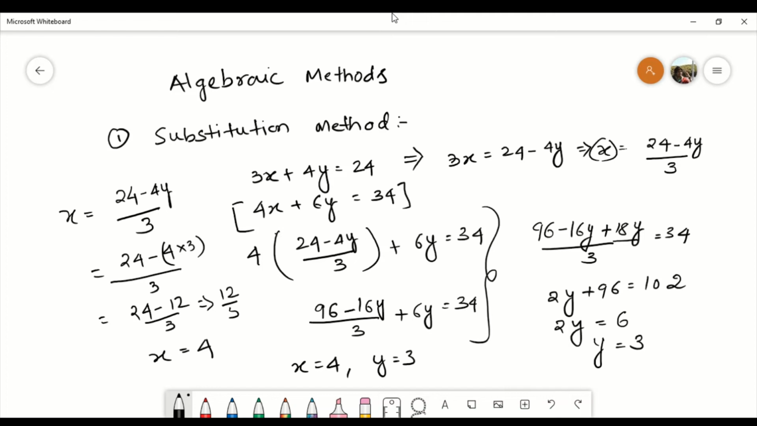Right? So this is one of the methods of solving this. Now this was also the value that we would have got when we would have solved it graphically. But this is one of the ways that we can solve it using an algebraic method.